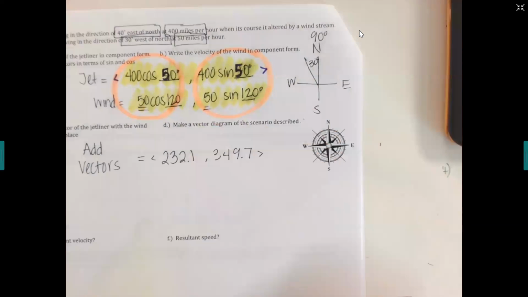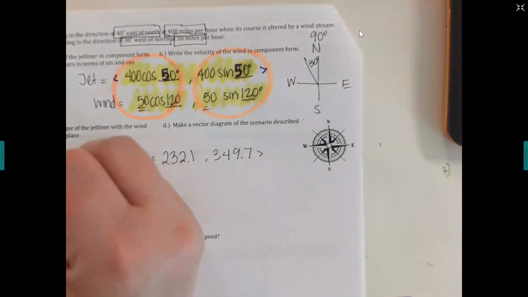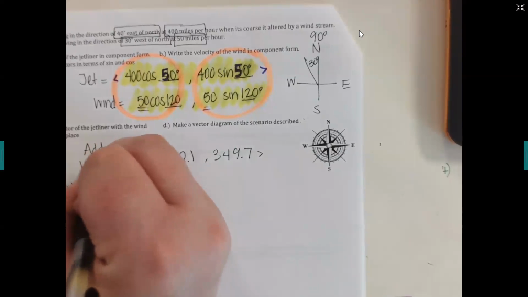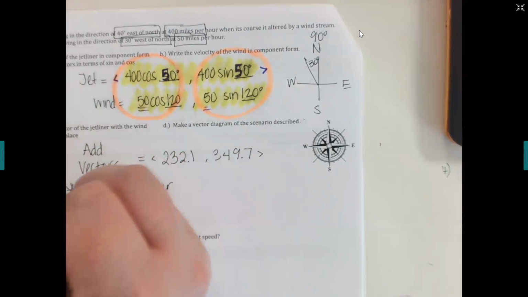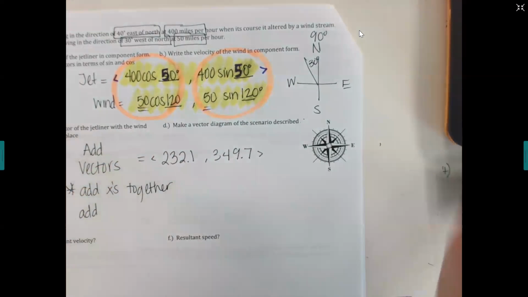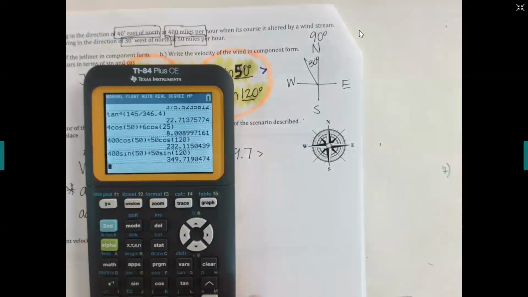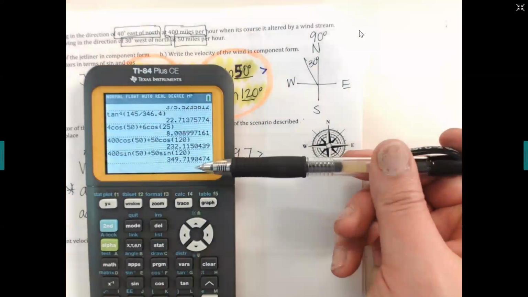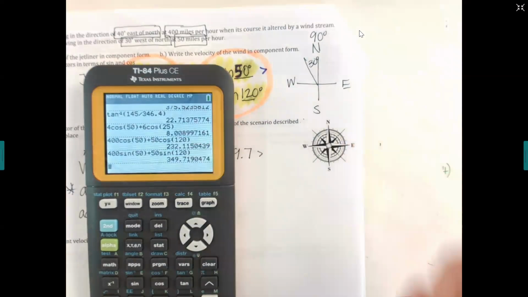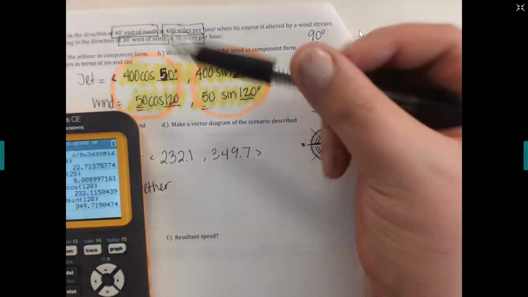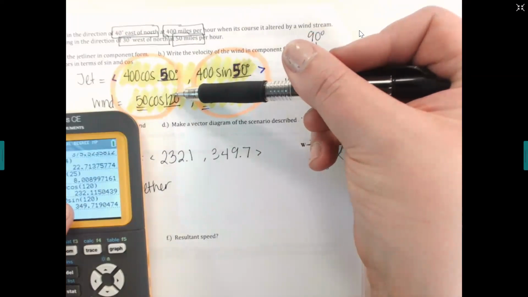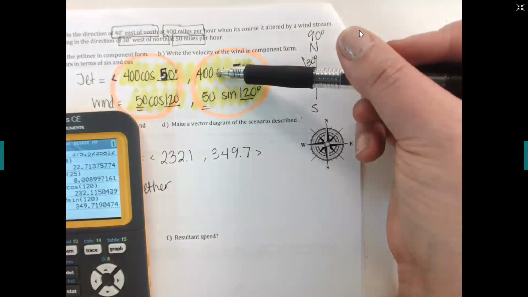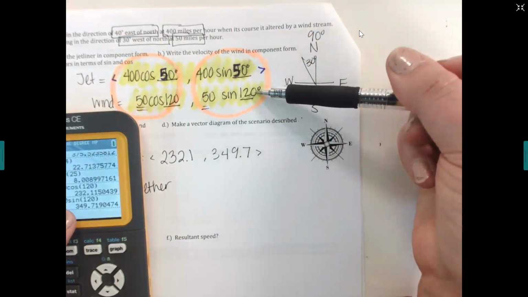So we did that in the calculator. I'll even put a little note here. Add x's together. You just add the cosines together and the sines. Now, did anybody get a different number than me? You could accidentally be in radian mode. But you should have done these two, 400 cosine 50 plus 50 cosine 120. And then you do the 400 sine 50 plus the 50 sine 120.